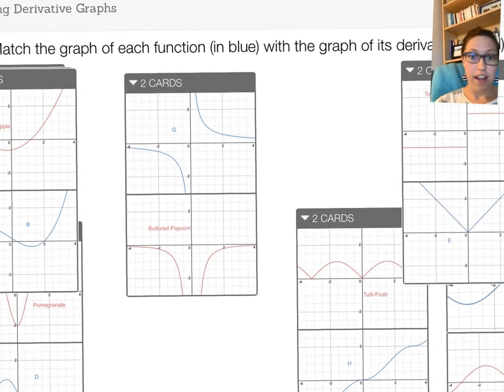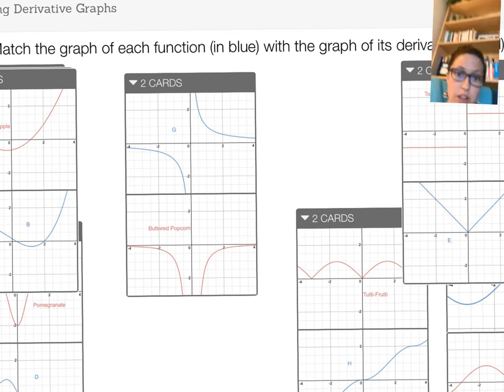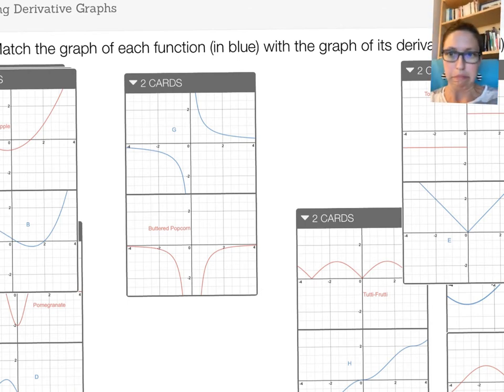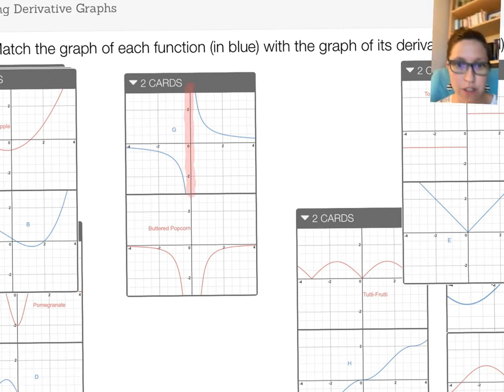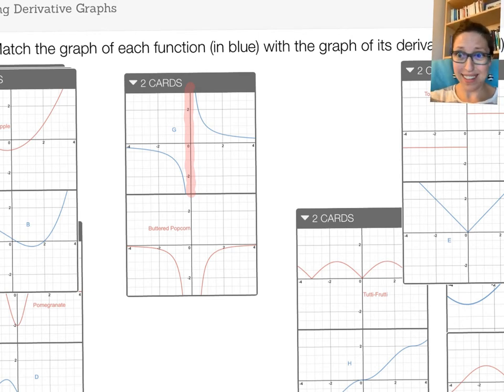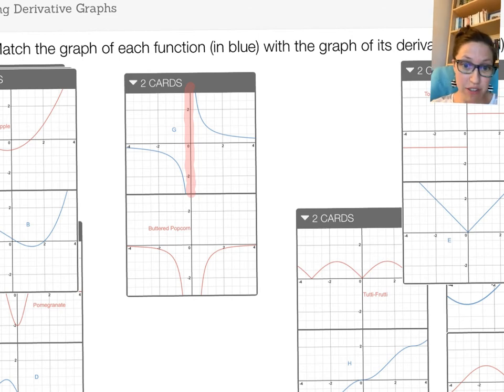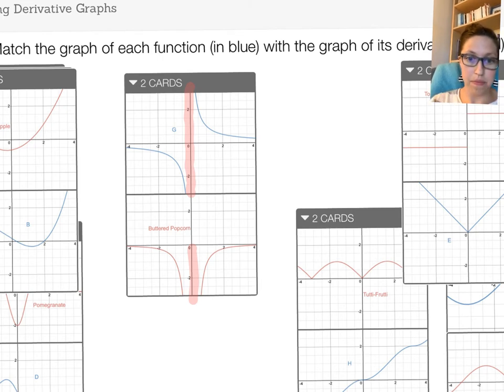Okay, this is a fun one. And by fun, I mean a little bit hard to process, perhaps. So the first thing I notice is that this blue graph has a vertical asymptote. If the function's not defined, then there's no tangent line at that point. So we would be looking for, at a minimum, some kind of break, maybe also some kind of asymptote in our derivative. Truthfully, that's enough to narrow it down to buttered popcorn. That's another example where we have this discontinuity, this break, this not connected function.